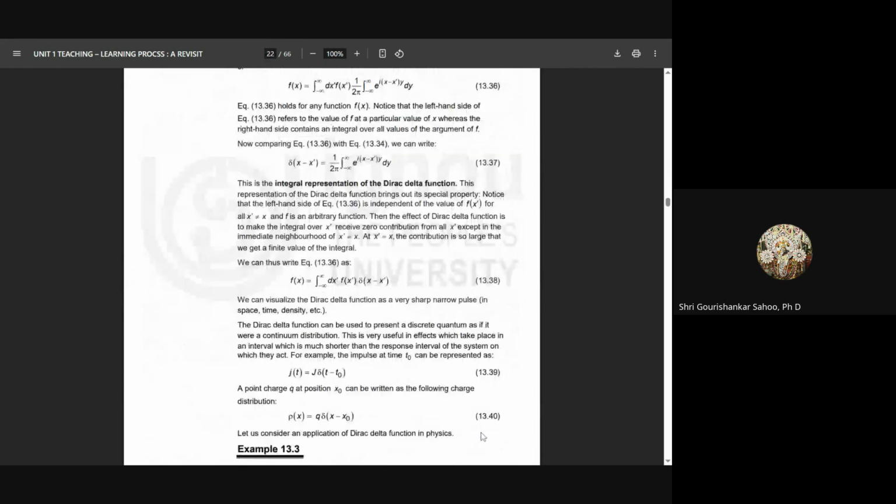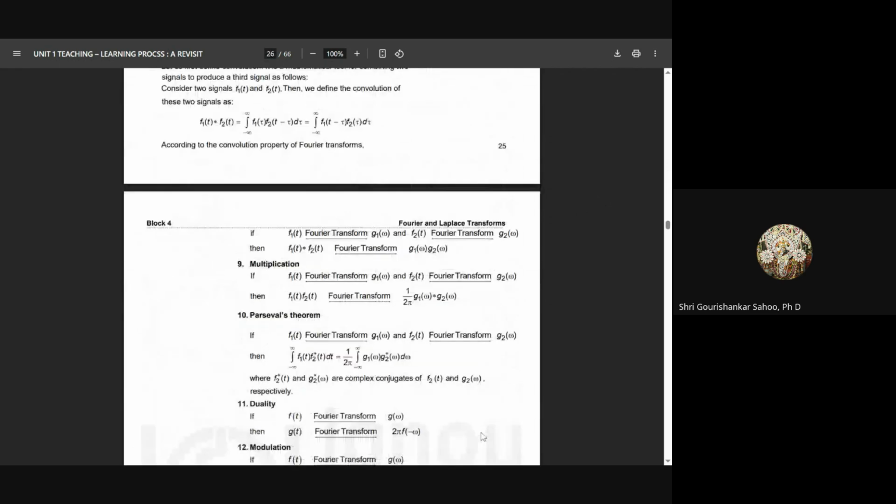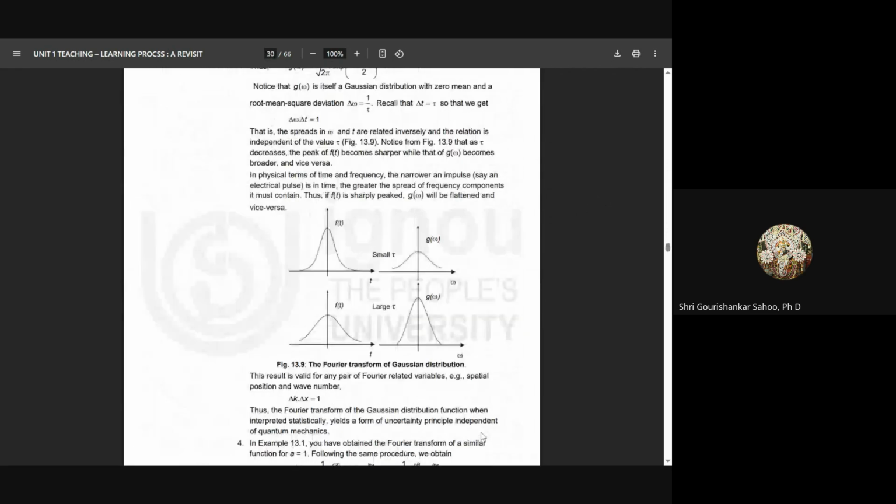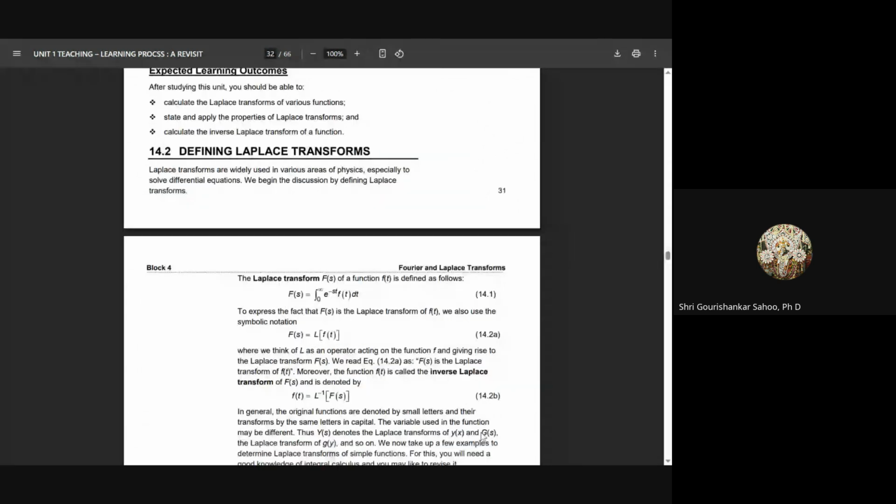So there are many examples. You can go through this. This is there in your course material. Then our Laplace transform. This is also very much important. Laplace transforms are widely used in various areas of physics, especially to solve differential equations.